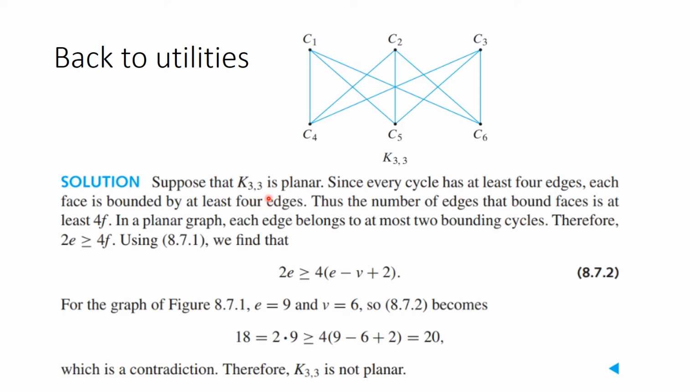Now, we're assuming that it is planar, so that means Euler's formula holds. We'll prove that later, but that means that 2e is bigger than or equal to 4 times what the formula gives for f. So if we look at the figure up here, count the edges and vertices, we see that that tells us that 18 is bigger than or equal to 20. That's a contradiction, therefore it is not a planar graph.